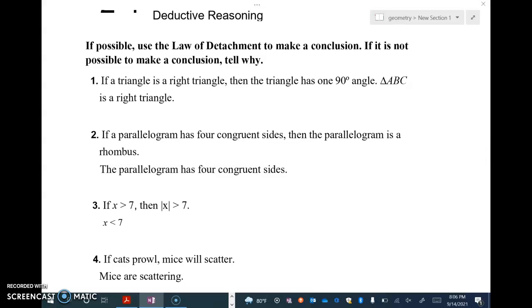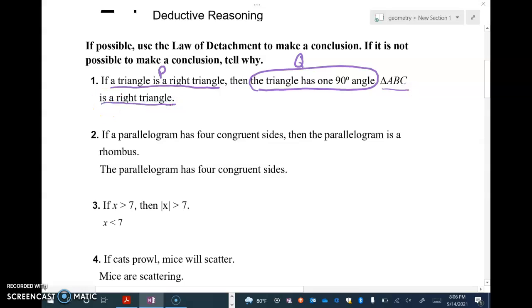If a triangle is a right triangle, then the triangle has one 90-degree angle. So our P goes with if P, then Q. So I'm going to circle that whole thing. Then Q. Now we also have triangle ABC is a right triangle. Now you can tell right away, this is the same thing that P said, right? It's telling us P is true.